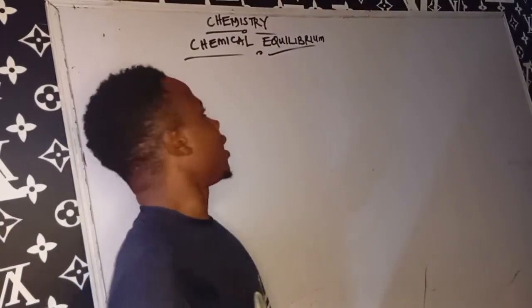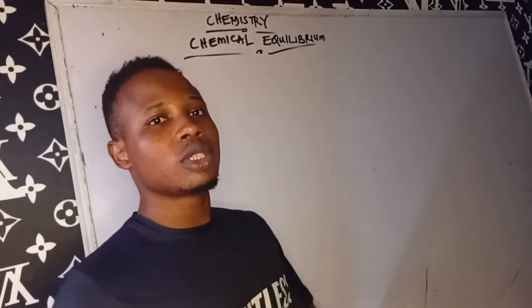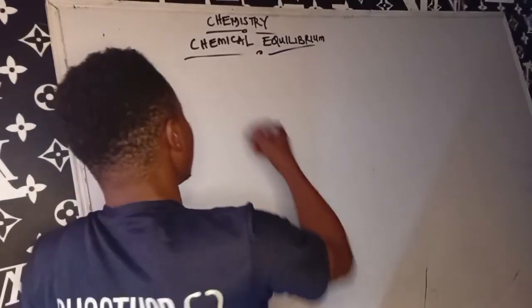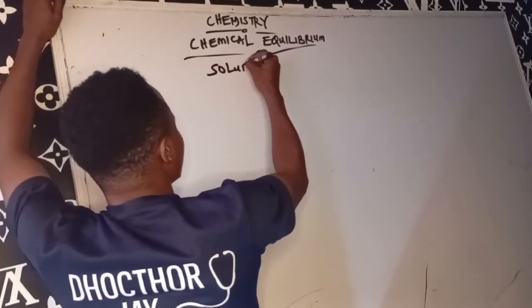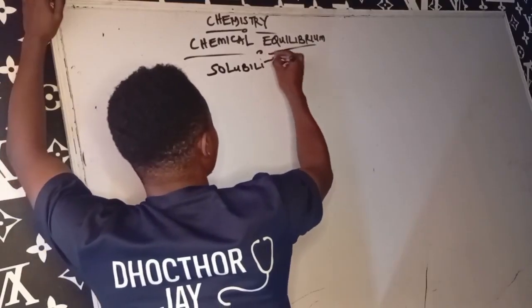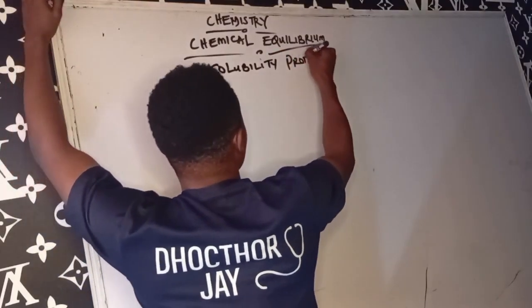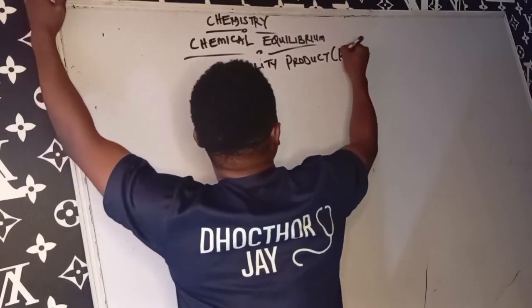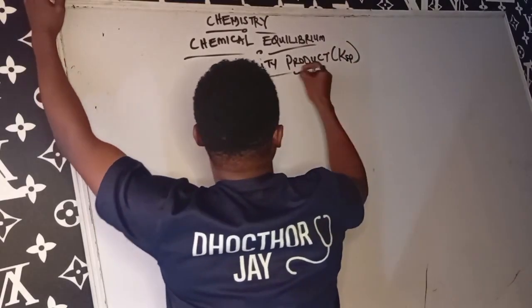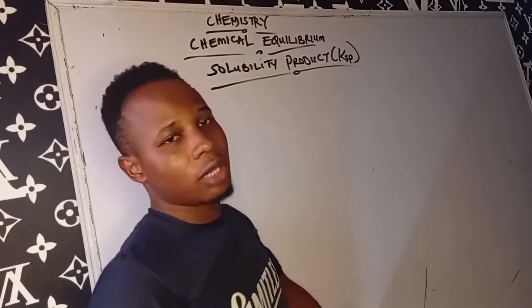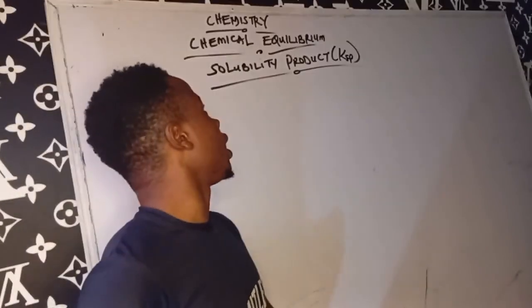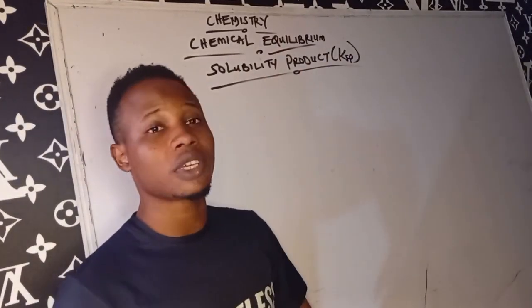Alright, welcome back. We are looking at solubility product under chemical equilibrium. Solubility product. That's the KSP. Alright, let me quickly take you back through a bit of chemical equilibrium.